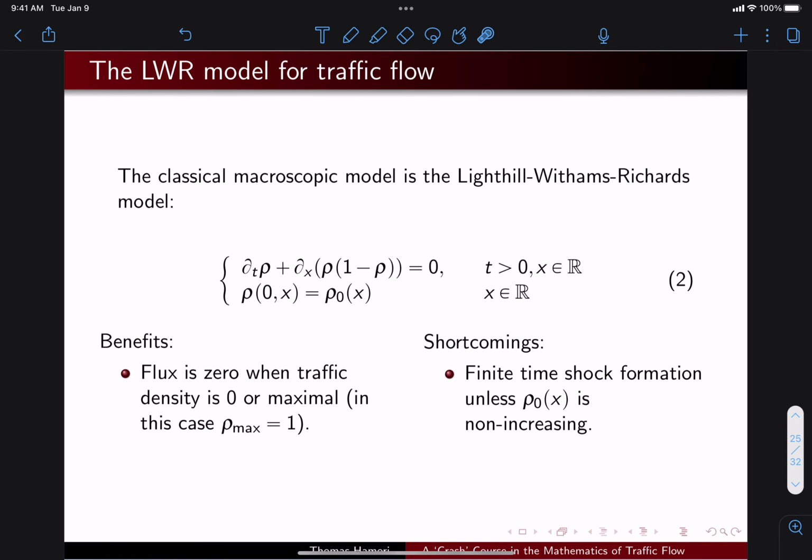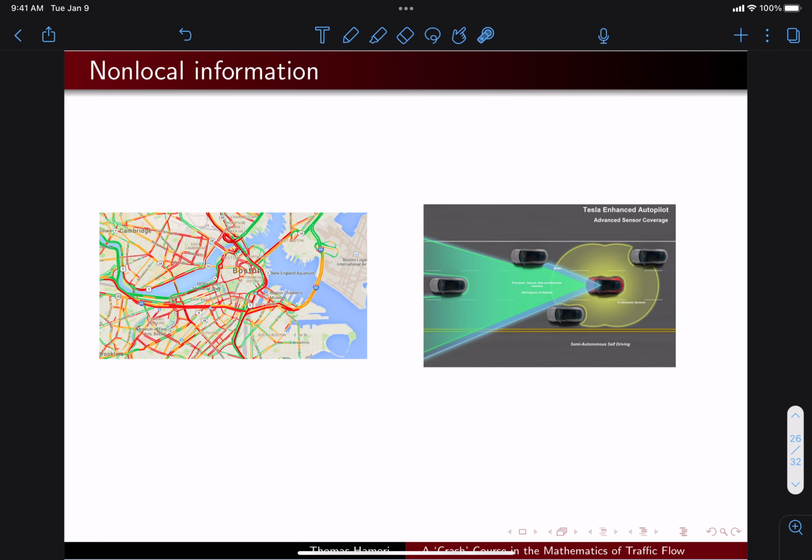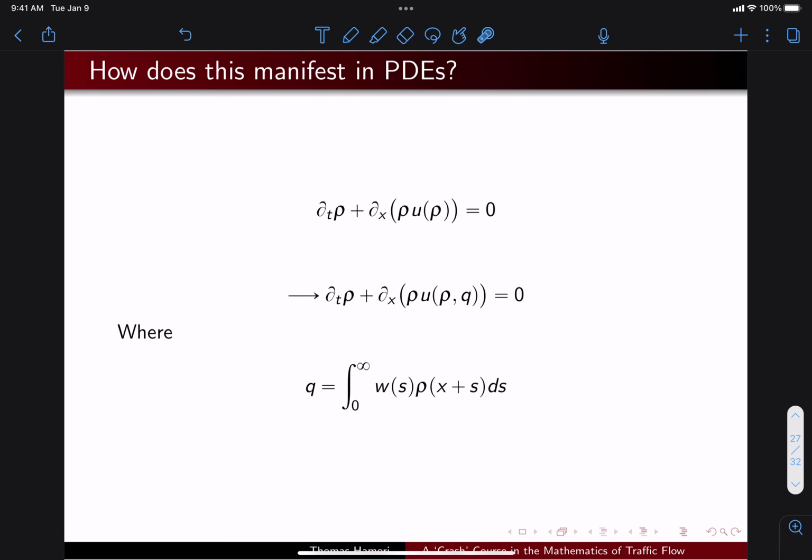The problem with it is you have finite time shock formation for basically no matter what. As long as our traffic has any point at which the traffic increases, then the fast folks in the back are going to catch up with the slow folks in front, and we're going to get a traffic jam happening. That's really bad because our model is useless, since it basically never works. So we can use this information to help make it work, and I'll show you how.